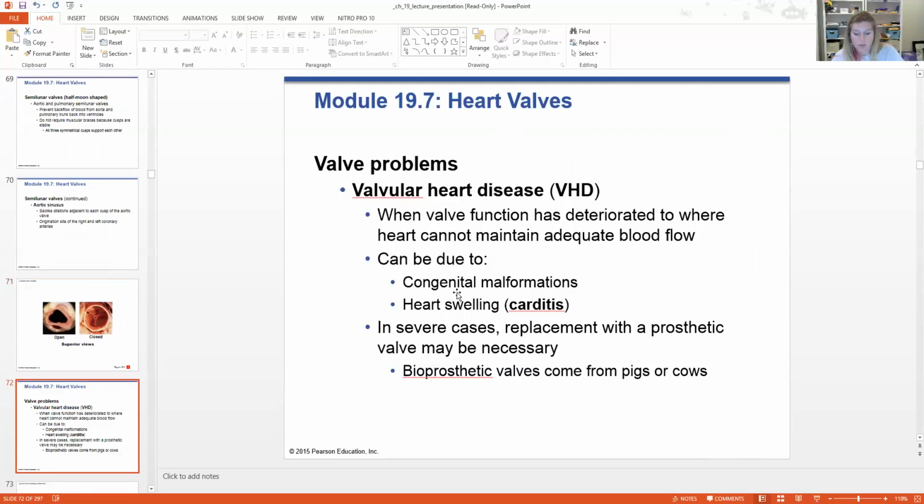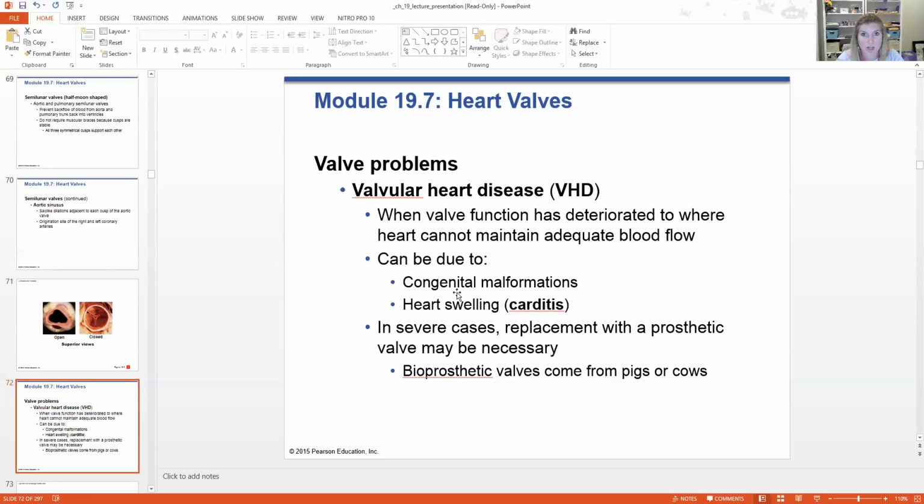There are several valve problems that could arise. We're still on page like 697 if you're following along in the book. Valve problems could be valvular heart disease, VHD. This is when the valve function is deteriorating to the point where the heart can't maintain adequate blood flow. It could be a congenital condition, or it could be caused by carditis, swelling of the heart.